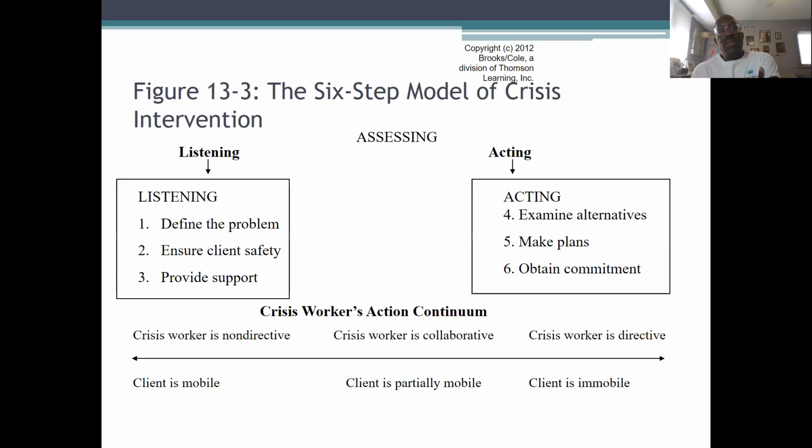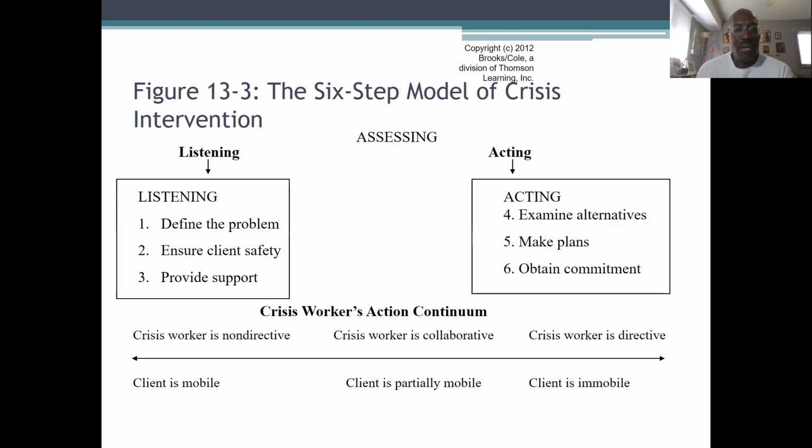So there's this 6-step model. And part of our training as crisis advocates is that we are good listeners. We have to be listening with the intent to define the problem, to make sure that we are looking at providing the right support. And then there is this continuum of what the crisis worker needs to do. So when we're listening and just getting a scope of what the issues are, we're pretty non-directive.